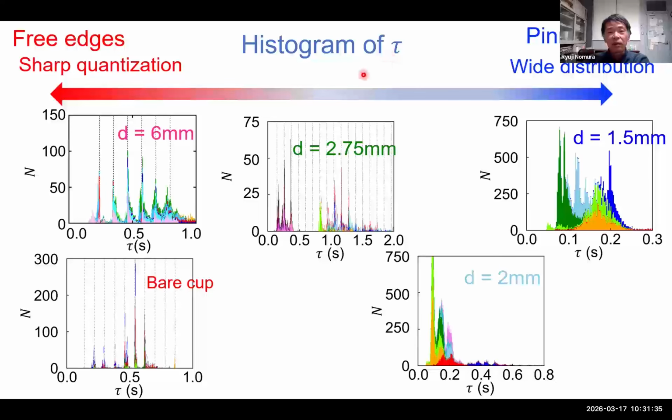Okay, this is the overall dependence of the histogram of tau. For the pinned case, it has a wide distribution, and we don't have a discretization for the pinned case. But for the free edge case, like a wide diameter cylinder, 6 millimeter, or bare cup, we had a sharp discretization of the dripping period. So it behaved quite regularly for the free edge case. And these are the intermediate. So the peak structure becomes broader and disappeared eventually. So this is a systematic variation of the dripping behavior.